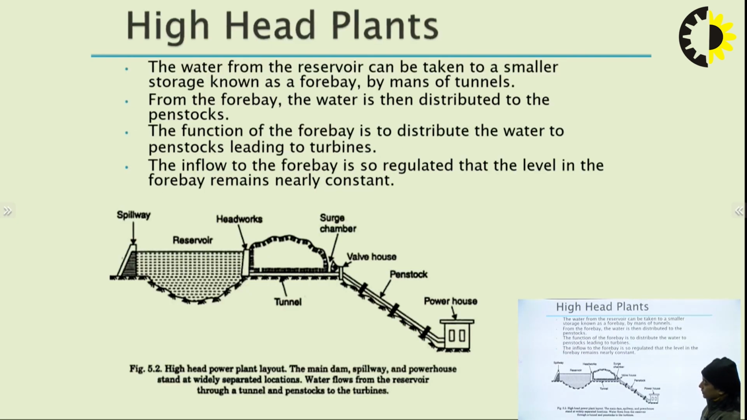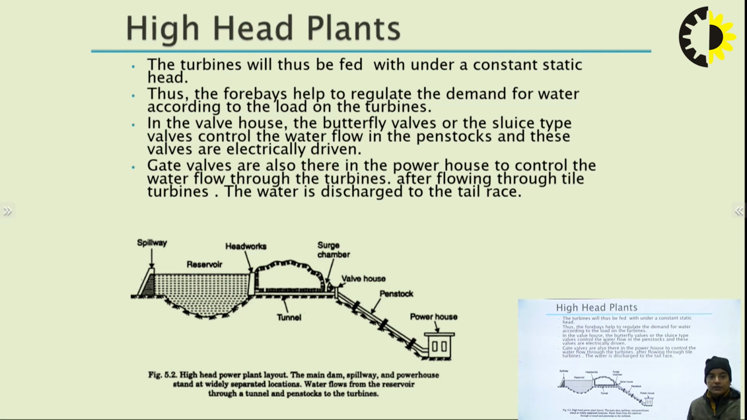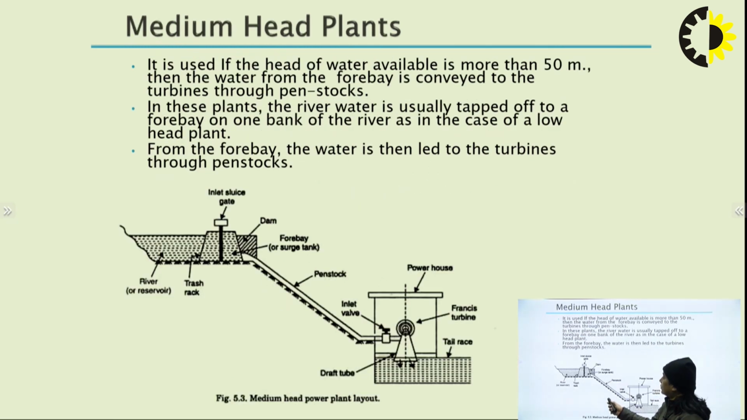So this is the structure of the high head plant. Here you can see this is the tunnel. This is the surge chamber, this is the penstock, the powerhouse is there, and after the reservoir this is the head work. So this is the structure for the high head plant. And again here, after the reservoir, the head works is there and the surge chamber is over there.